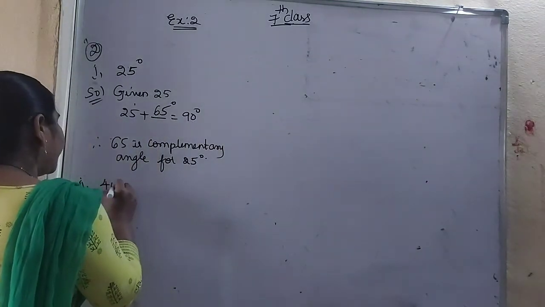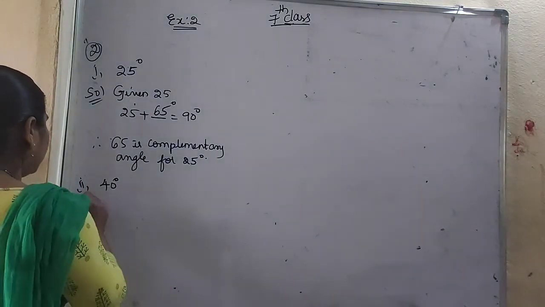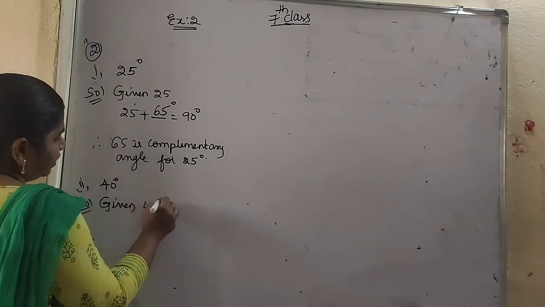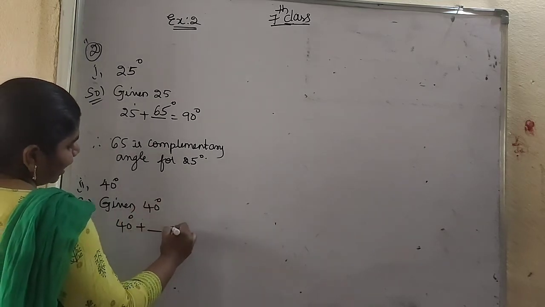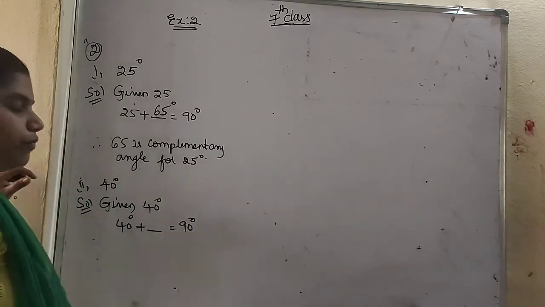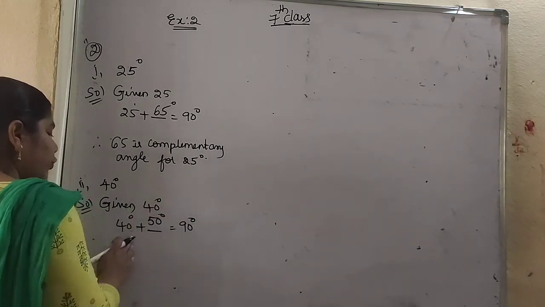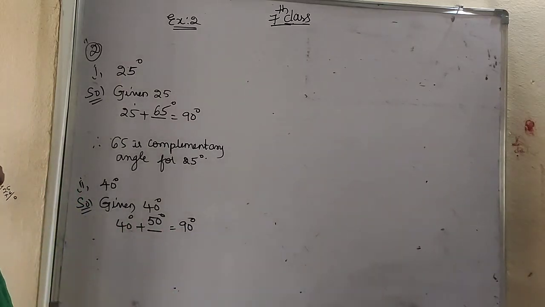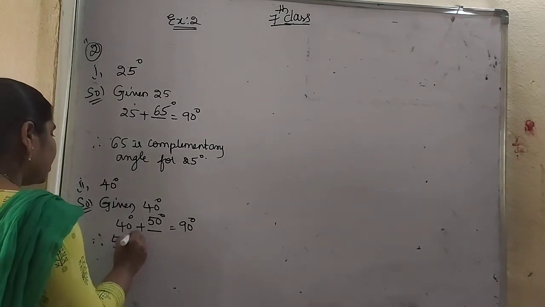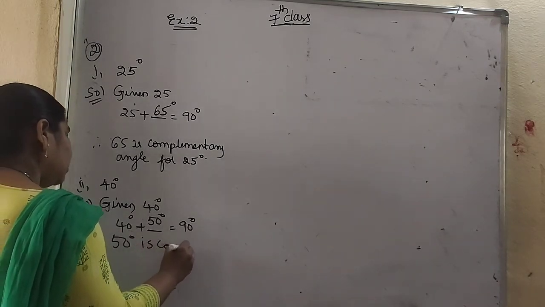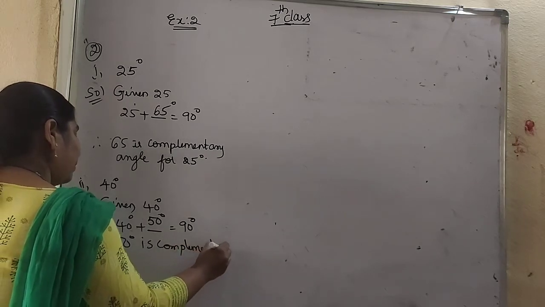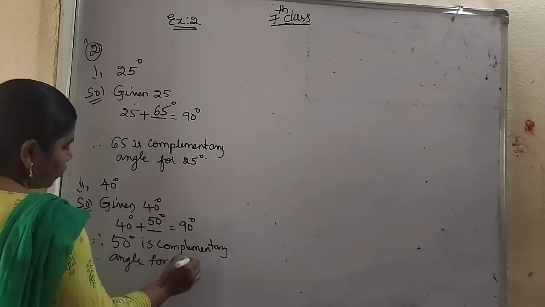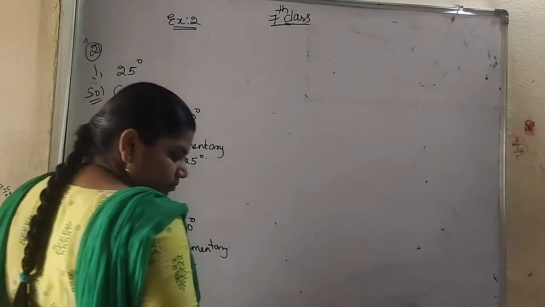40 degrees. For 40, how much will you add to get 90? Solution: given 40 degrees. If you add 50, that is 40 plus 50, it is equal to 90. Therefore, 50 degrees is the complementary angle for 40 degrees. So this is our second one.